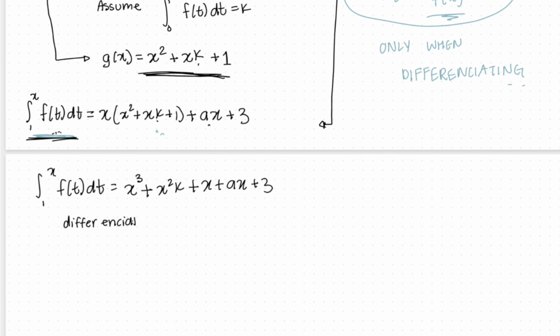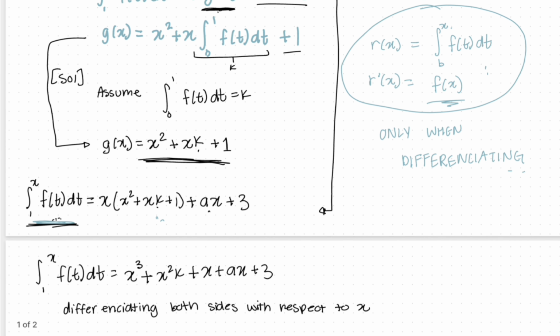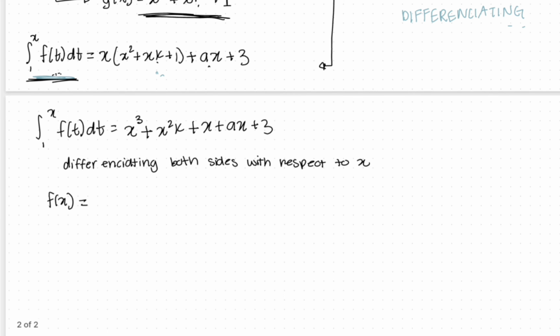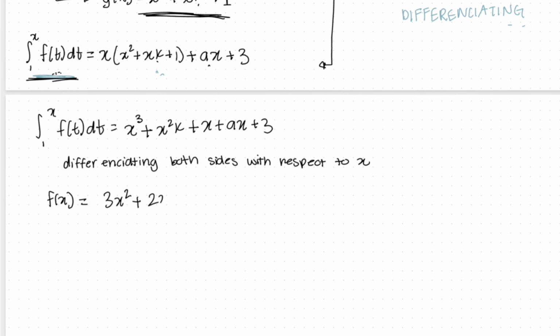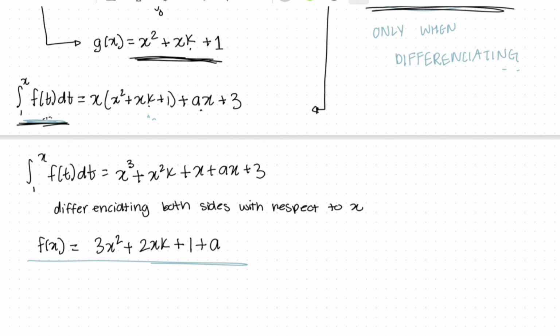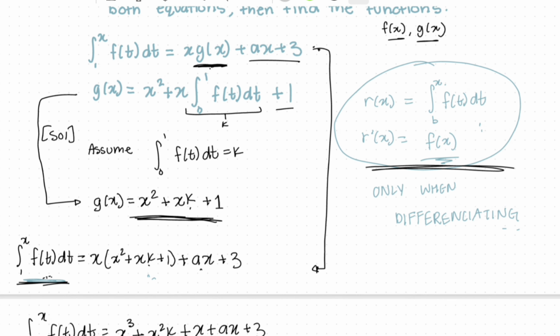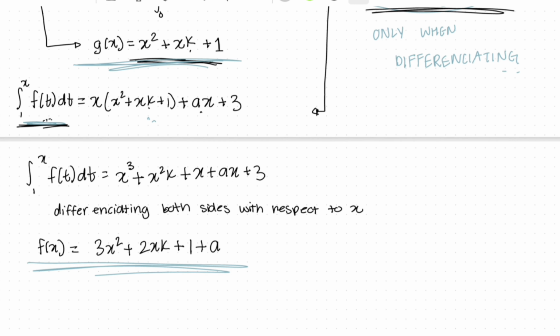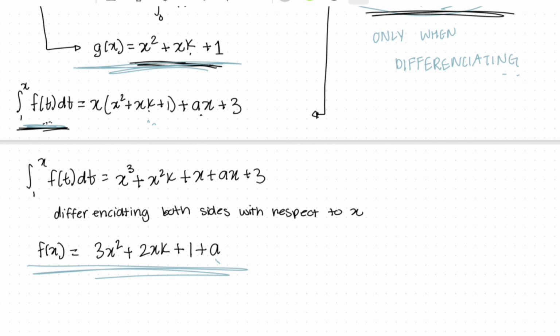Now we can differentiate both sides with respect to x. This would be f of x, because once again, from this theorem, is equal to 3x squared plus 2xk plus 1 plus a. So now we have f of x. That's good, because we saw that here we have f of x, and over here we have g of x, so we're getting close. But here we have that a. We still haven't figured out what the value of a is.